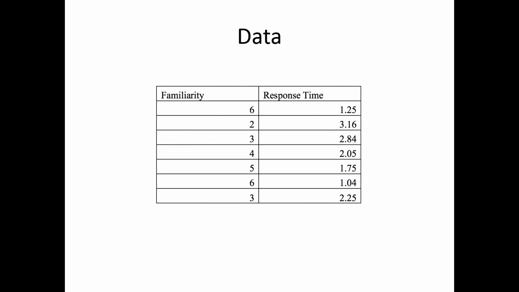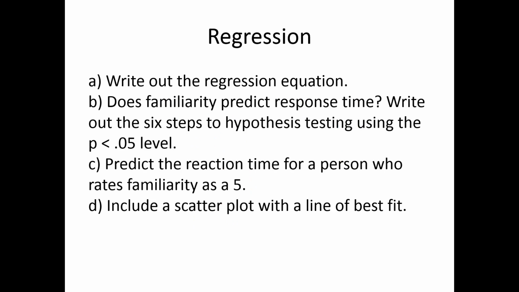So here for participant 1, this is how familiar the word is, and this is how long it took them to respond to the word. Participant 2, etc. So we've got 7 people in this study. Okay. So the first thing we're going to do is write out the regression equation. Look at if familiarity predicts response time. So remember, it's always X predicts Y. And then we will test that with our 6 steps. We'll look at the response time for a person who has a familiarity rating of 5. So this is where we say x is 5.